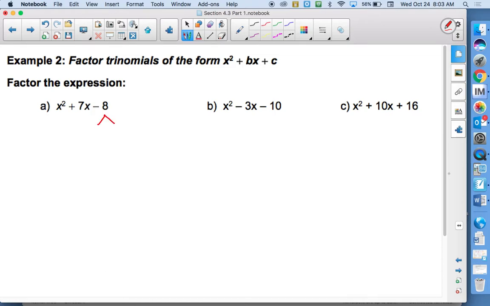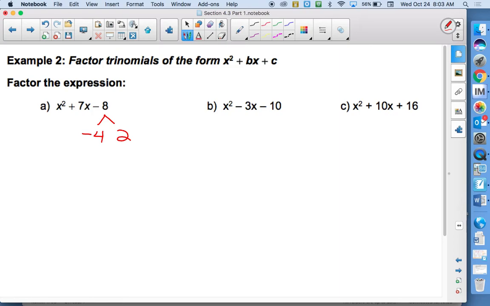And he said you're finding numbers that combine together to be 7, so add or subtract to be 7, but multiply to be negative 8. So Connor, what 2 numbers multiply to be negative 8? We'll start with that. So negative 4 and 2 multiply to be negative 8, but do they add to be positive 7? No. How about another pair of numbers that multiply to be negative 8?